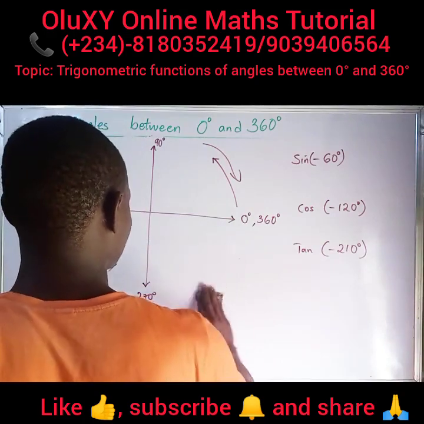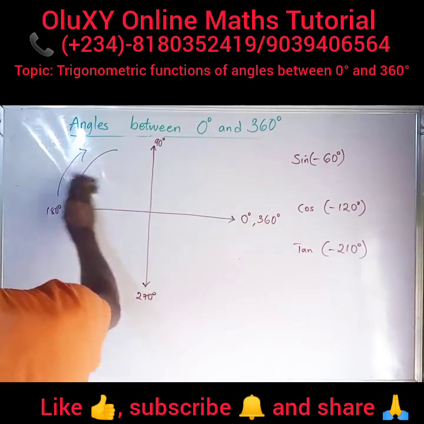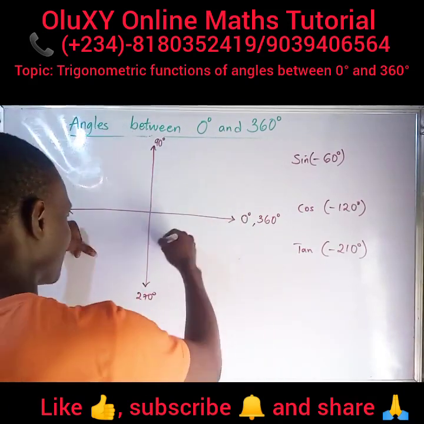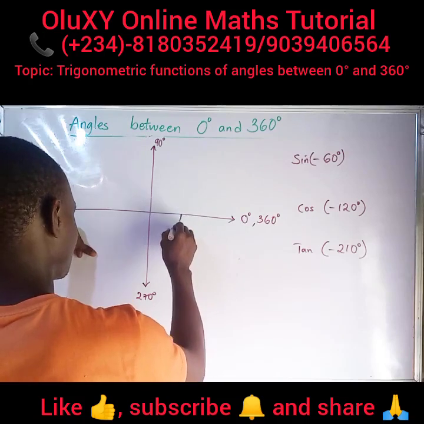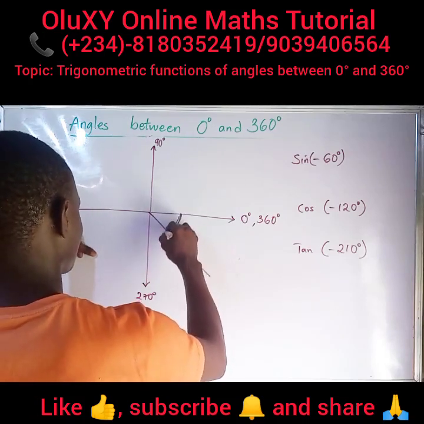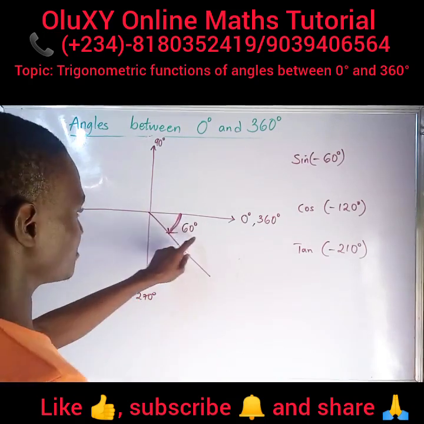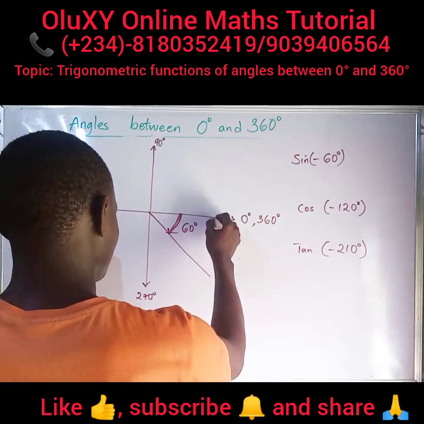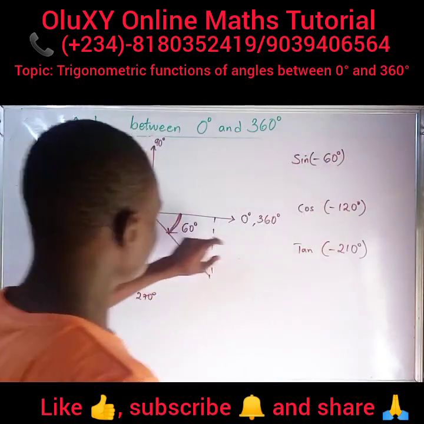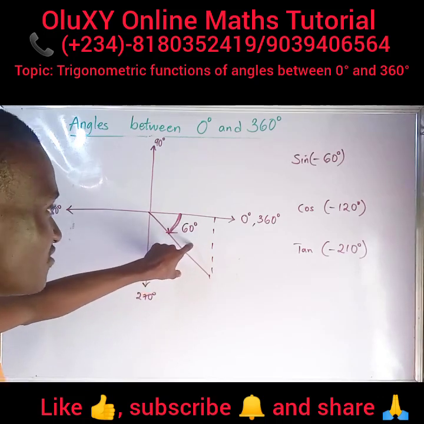This is what we are going to do. All I have to do is to look for 60 downwards this way, to check angle 60 downwards. So this is 60 degrees downward. Can you see that now? 60 degrees downward. So no doubt, sine negative 60 is in the fourth quadrant. Do you see? It is in the fourth quadrant.